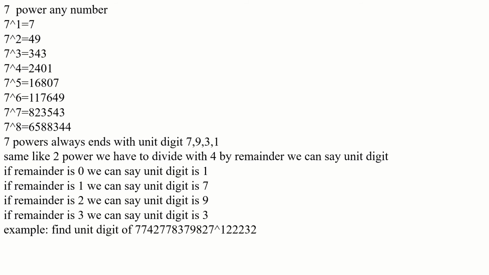So this is the problem. Here the unit digit is 7. It has a power of something. This power is divided by 4. 1232 is divided by 4. How can I say that if the last two digits, 32, are exactly divisible by 4, then it is exactly divisible by 4? So the remainder is 0. So if the remainder is 0, the unit digit is 1. So this is the simple one.